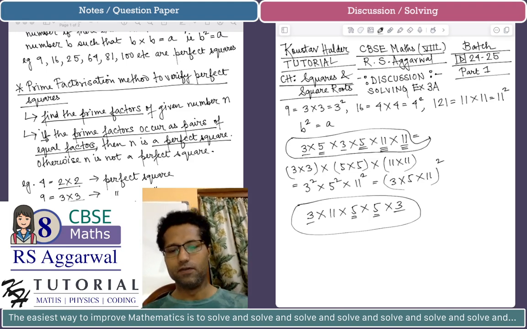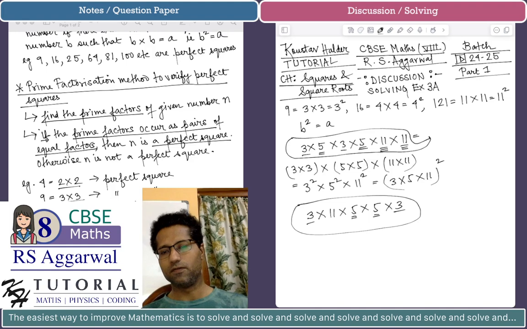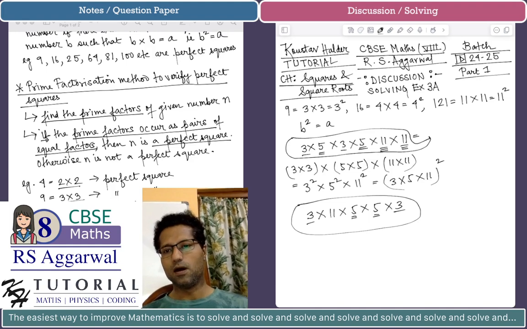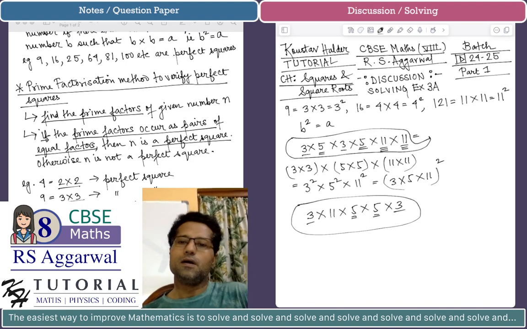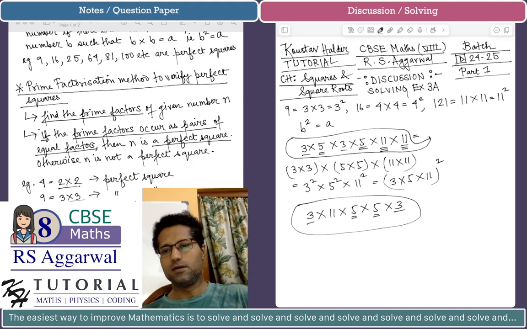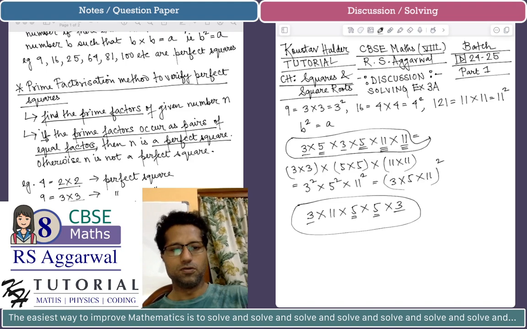So we will first find the prime factors of the number, and we will try to create pairs of equal factors. And if we can perfectly create pairs of equal factors, and no prime factor is left behind alone, then that number is a perfect square or a square number. Otherwise, it is not a perfect square or square number. So in the notes you can see some examples.